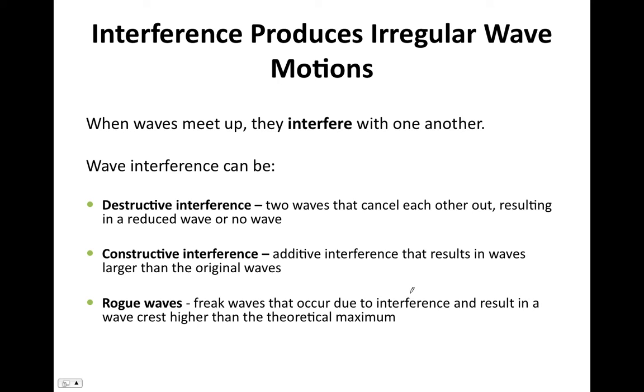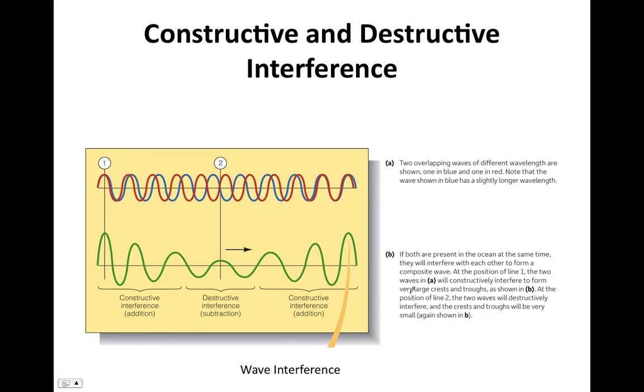And this constructive interference can create what's known as rogue waves, which are these freak waves that occur due to constructive interference of waves in the ocean, and they result in a wave that's larger than the theoretical maximum size of a wave for the current wind conditions.